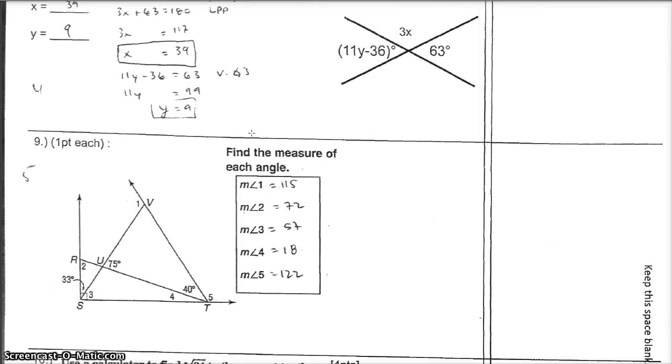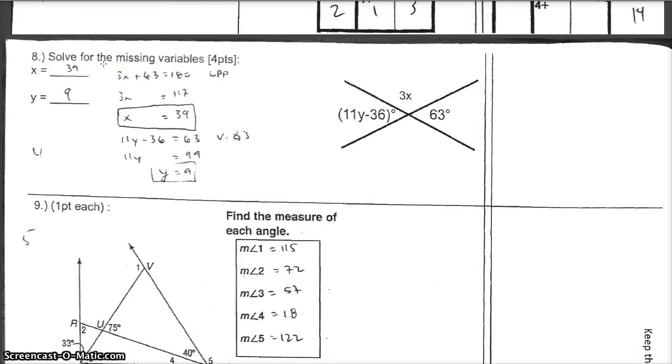Question number 8, solve for the missing variables. From the previous week, all I did was change this. Instead of 2x like last week, this week it's 3x. So you can do a linear pair here, and you'll get x equals 39. And here across, you can do vertical angles. Vertical angles are congruent, and you'll get y equals 9.